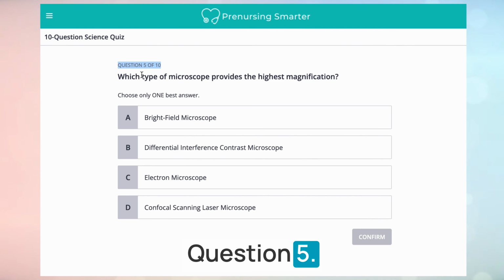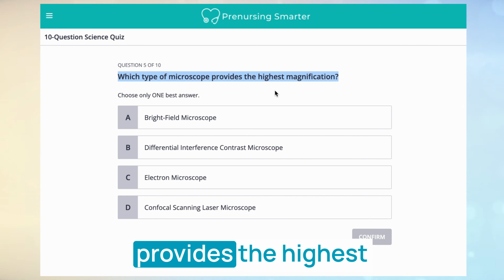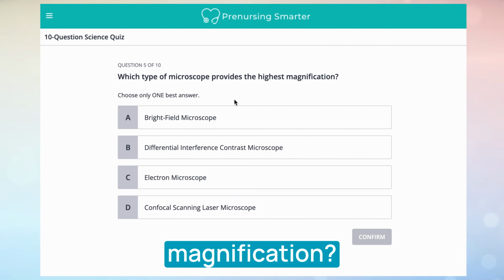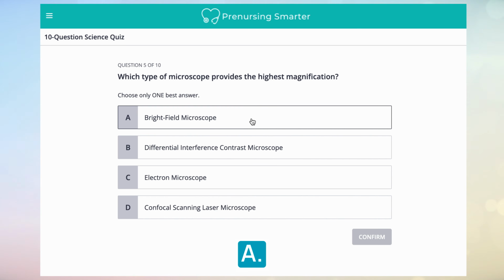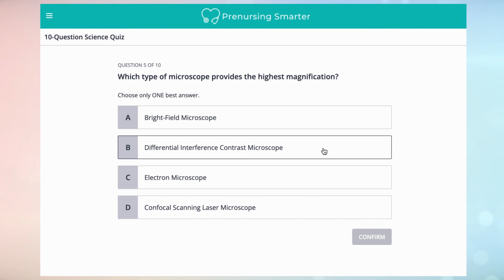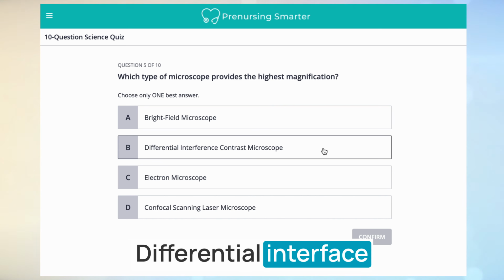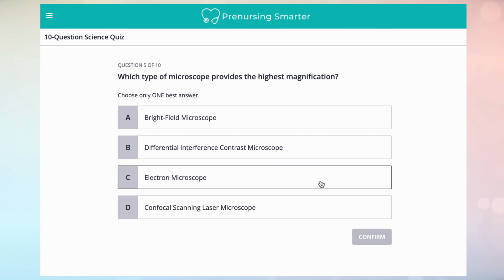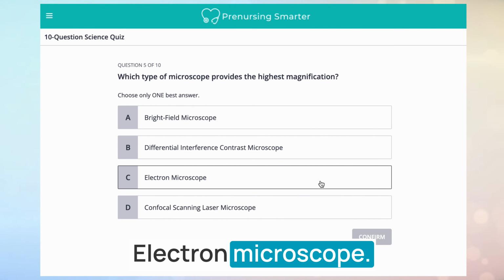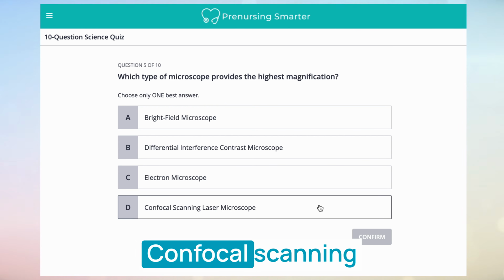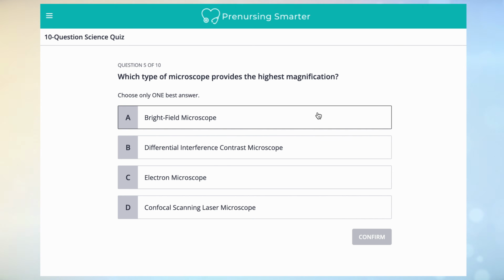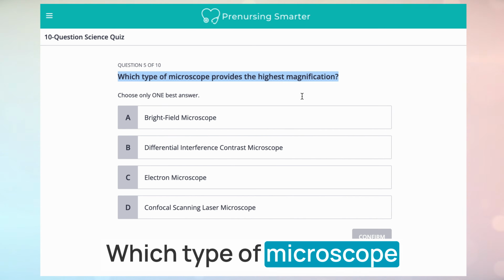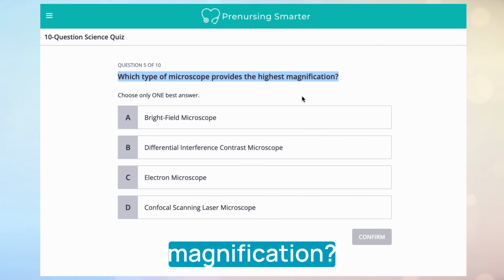Question 5. Which type of microscope provides the highest magnification? Choose one best answer. A. Bright field microscope. B. Differential interface contrast microscope. C. Electron microscope. Or D. Confocal scanning laser microscope. Which type of microscope provides the highest magnification?